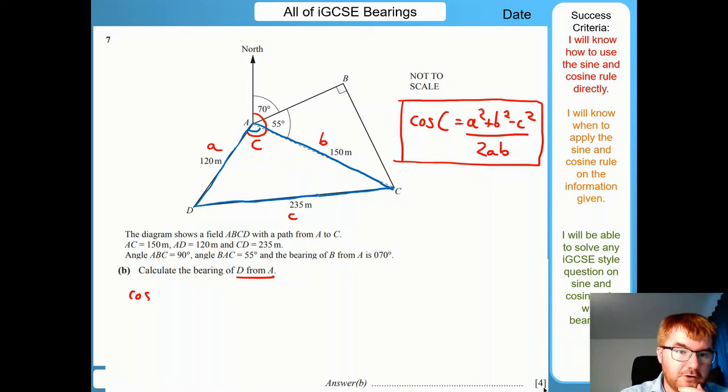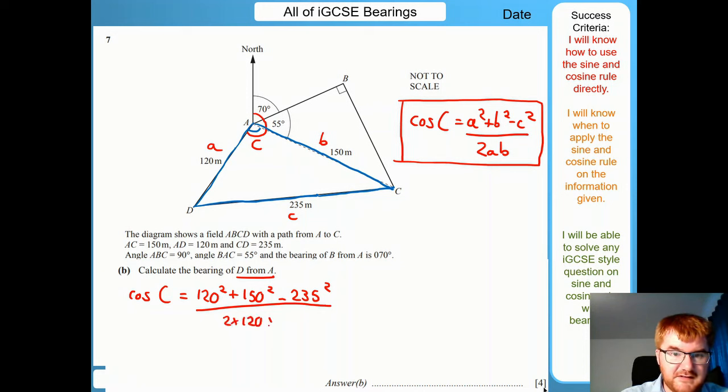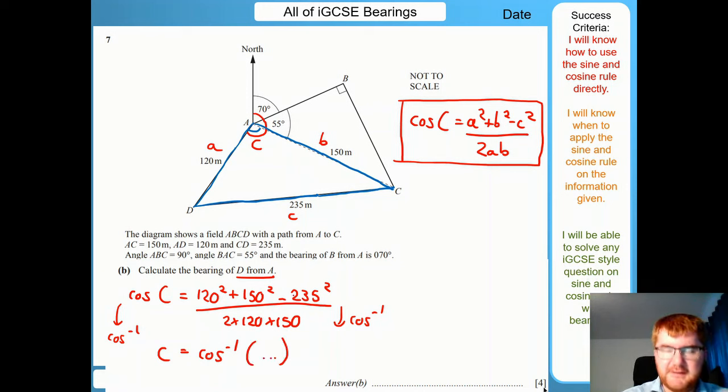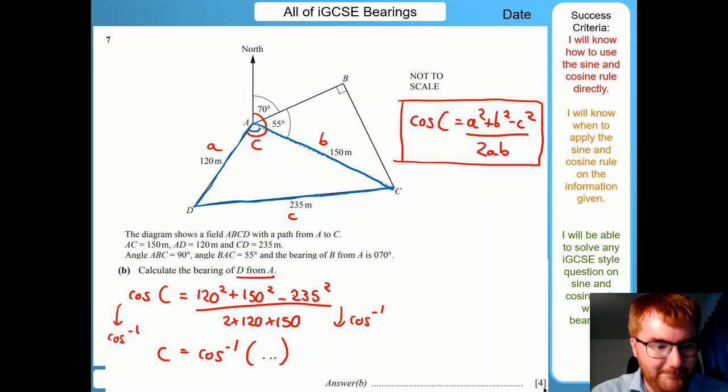And I can just put it into the formula now. So cos C is equal to a squared plus b squared, so 120 squared plus 150 squared minus 235 squared, all over 2 times 120 times 150. And because we want to find the angle, we need to do the opposite of cos, which is inverse cosine on both sides. And to shorten my working slightly, I'm going to write inverse cosine, dot, dot, dot, to represent the calculation above. And now let's go to the calculator, and as you know, we're going to pop it in.